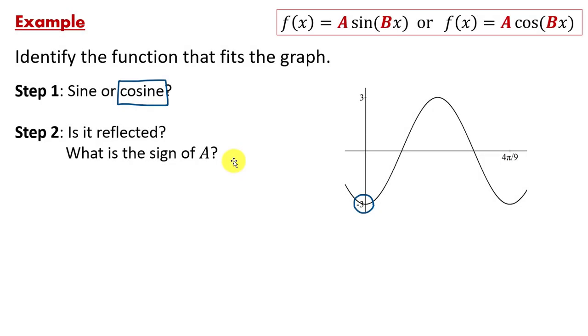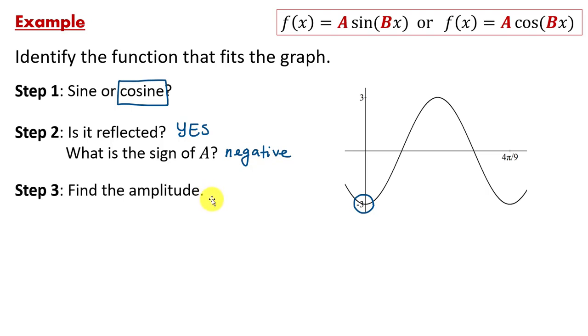Let's move on. Now let's determine if it's reflected or not reflected, which will determine the sign of number a. It's going to be either positive or negative. We know that the difference between reflected versus not reflected cosine graphs is whether their y-intercept is positive or negative. Since the y-intercept is negative, that means that we're looking at the reflected cosine function. So yes, it's reflected, and that means that the sign of a will be negative. It's going to be a negative number.